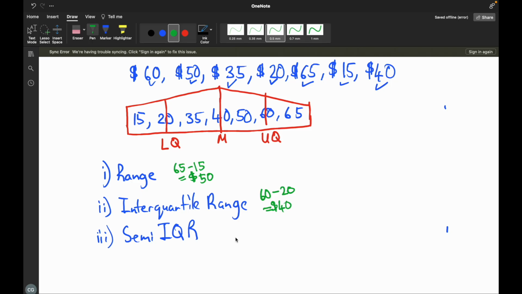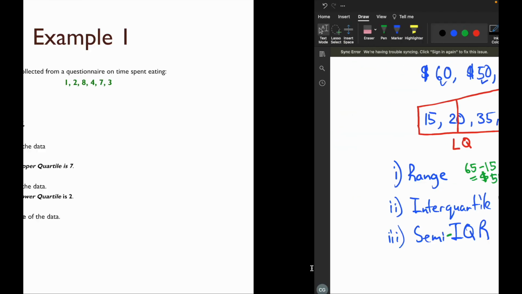And the semi-interquartile range. Semi-interquartile range would be what? 20. How do we get that? We don't have the answer. It's a quartile range, so you just divide that by 2. Excellent. So we could say 40 divided by 2, because the interquartile range is 40. So the semi-interquartile range should be half of 40, which is $20. That was easy, right? Lovely. Good, good. All right.